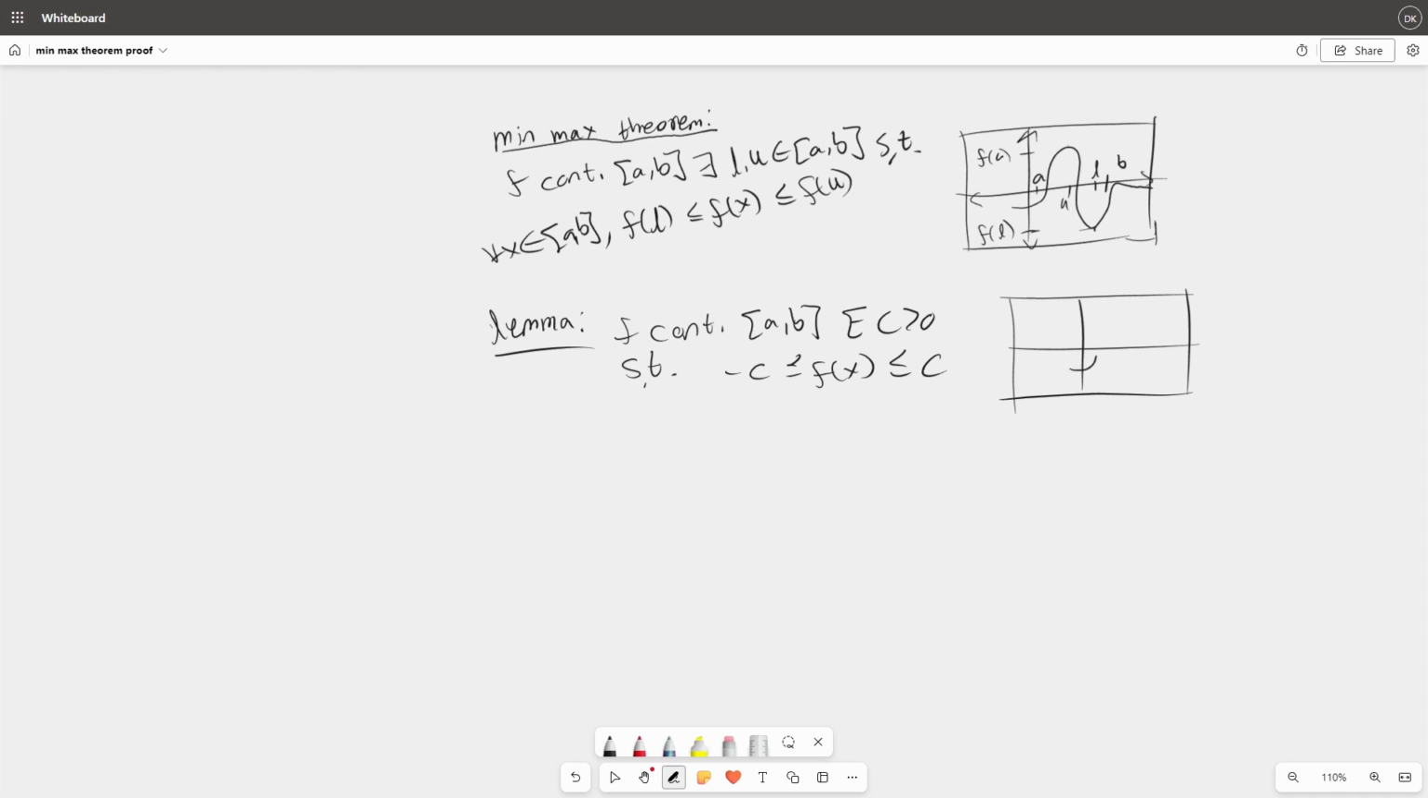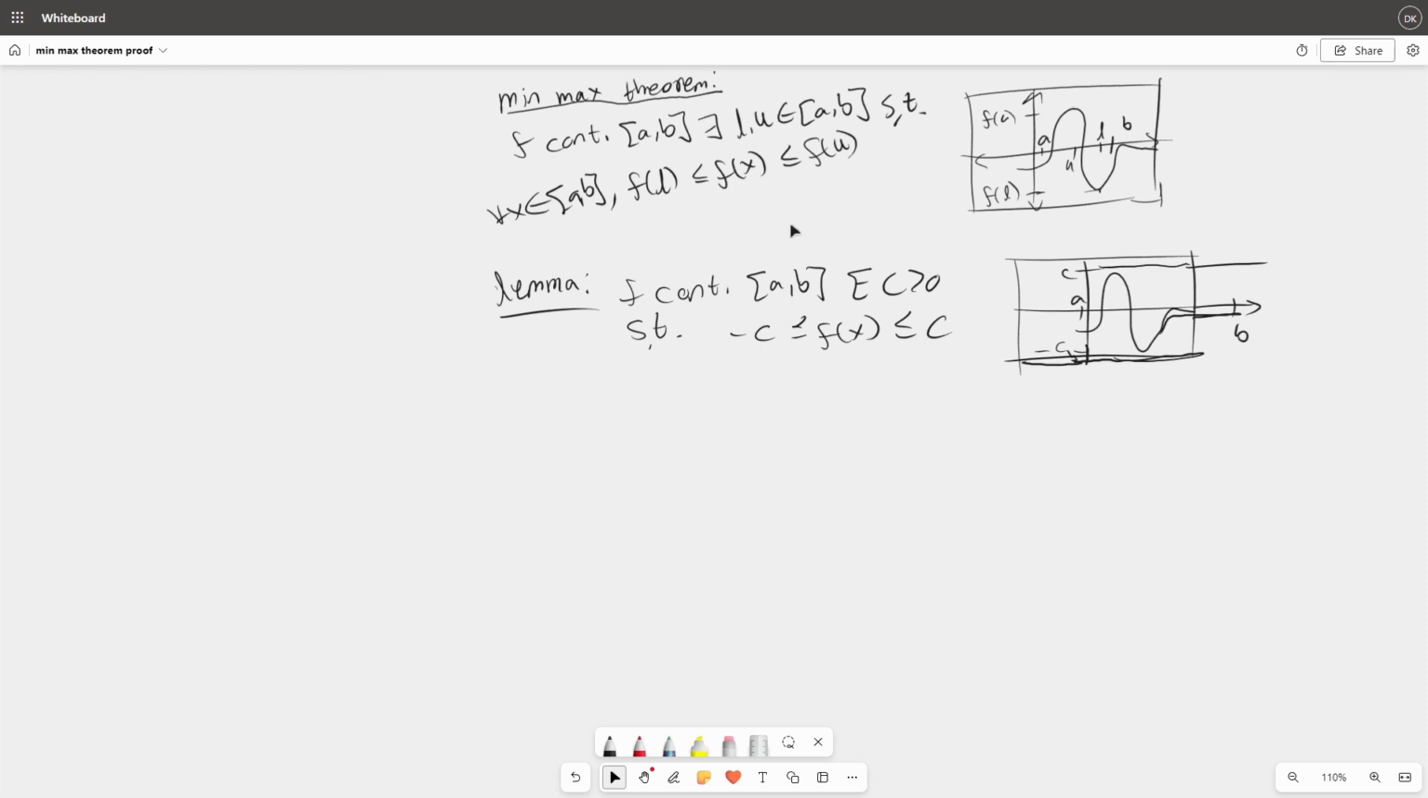Intuitively, we can write this up as the following. We have a function like this. There is a c, and then there is a negative c. We'll say this is c, and this is the negative c here. So no matter what x we put, and we can say this is the a and this is the b, it doesn't matter. We can find a c that is bigger than the function value there. In other words, it is bounded.